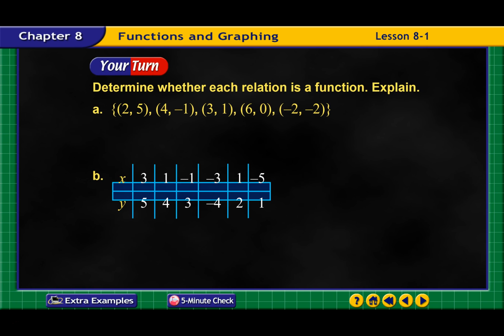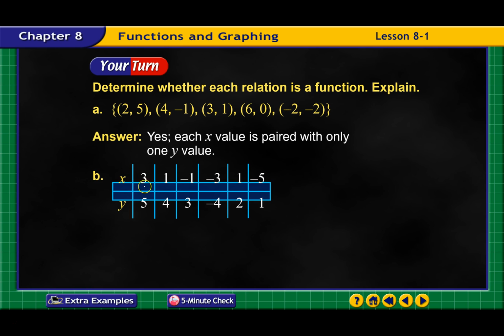All right, your turn, go. Okay, so I start looking at this one. 2, 4, 3, 6, -2. I don't think there was a repeat there. So I would say that in the x values, there's no repeats, so therefore it should be a function.